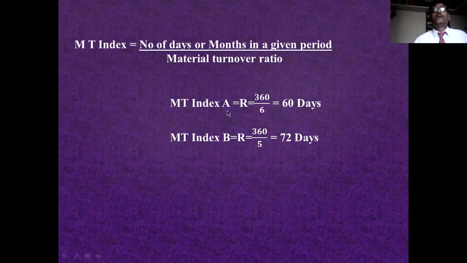Material turnover index A is equal to 360 divided by 6. Material turnover index B is equal to 360 by 5 is equal to 72 days. And remember, sometimes I make some total mistakes. If there are total mistakes, you get them rectified and inform me. I will also change. Okay, this is the second example based on material turnover.